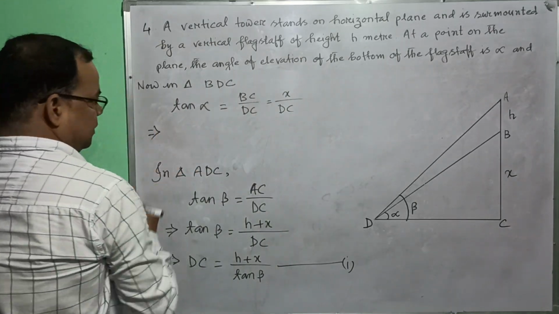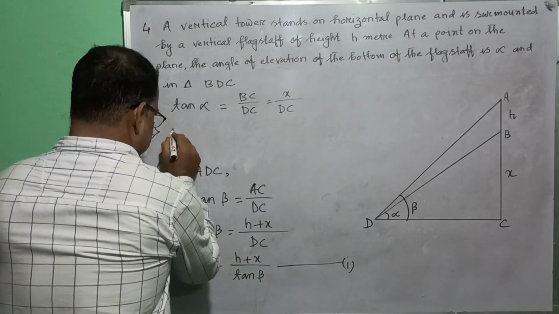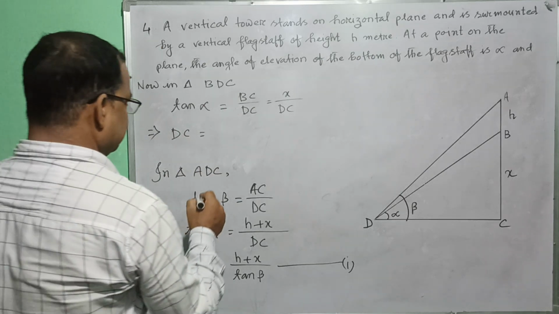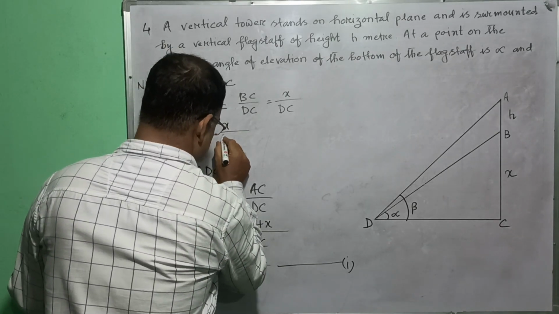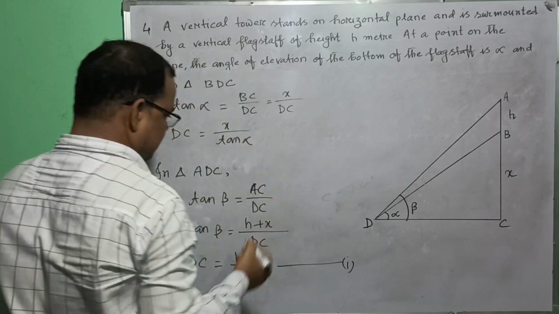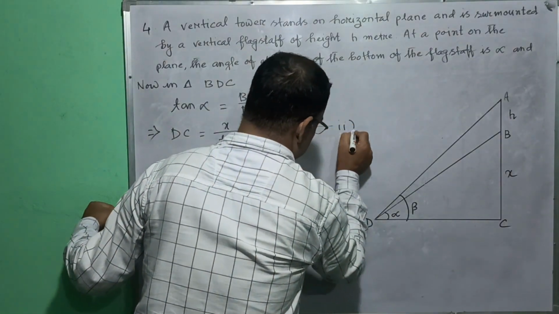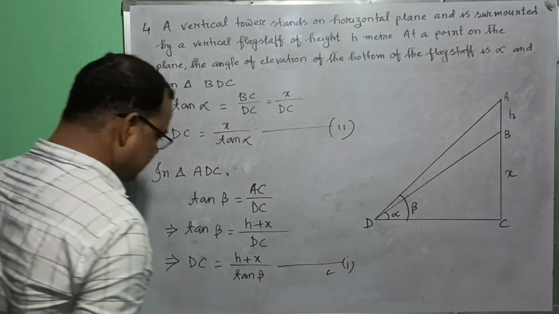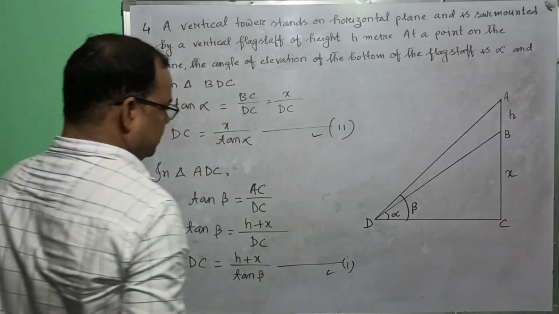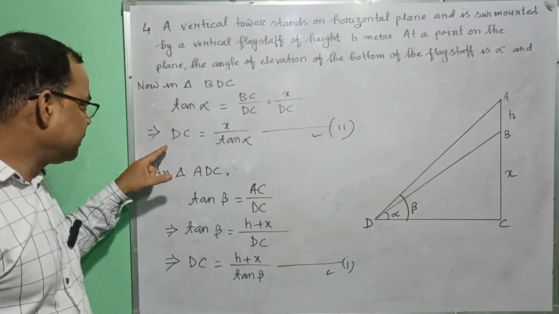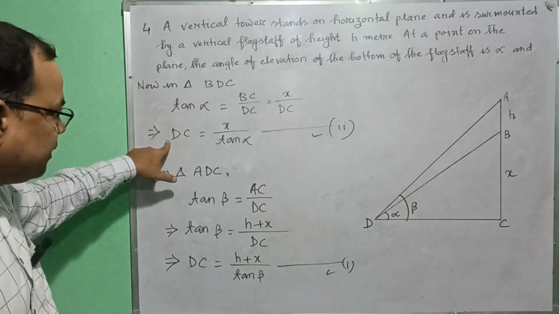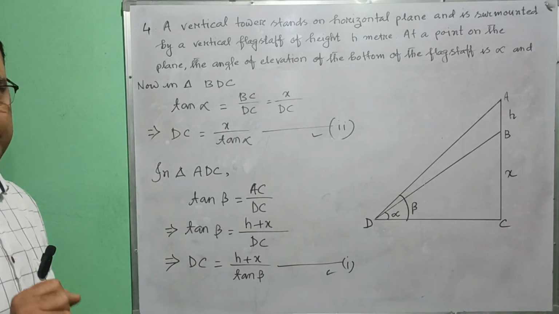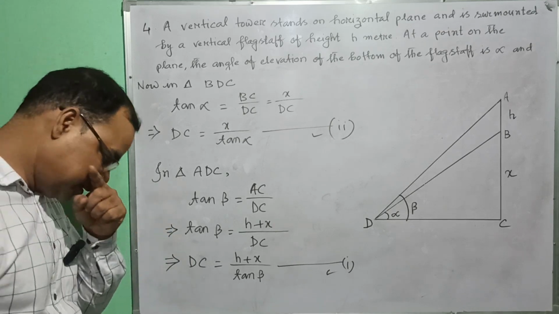This implies DC equal to, what is the value of DC? By cross multiplication, DC equal to x by tan alpha. So let it be equation number 2. So we already got two equations, one is that one and another is equation 2. If we see carefully, in the left hand side of both the equations, the same DC is there. So we can equalize the right hand side.